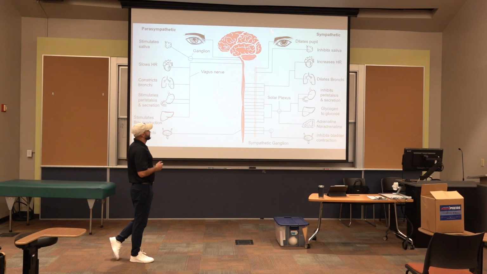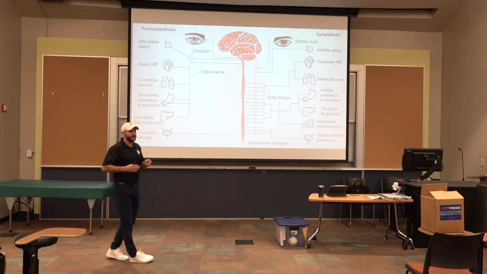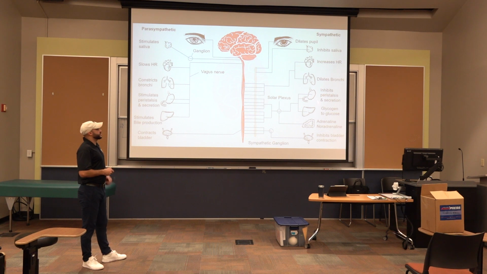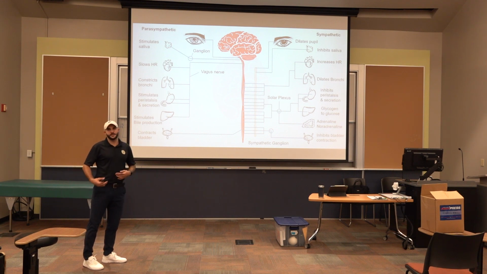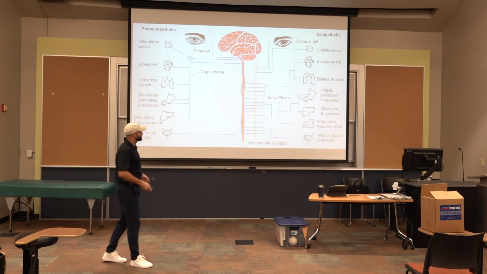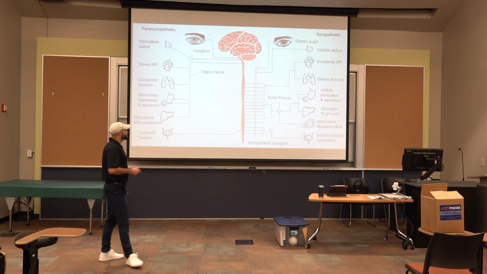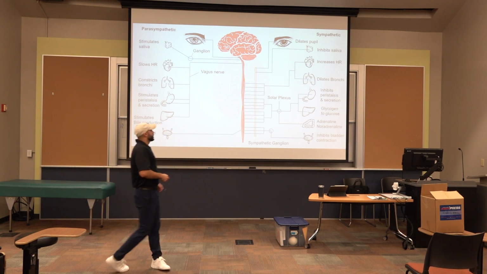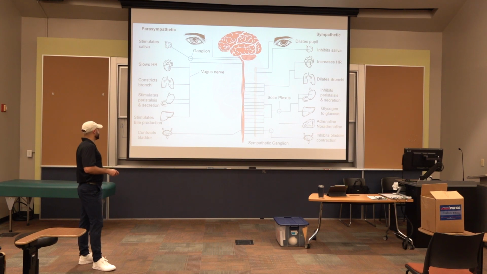So sympathetic, we have our dilated pupil, inhibits saliva. It's like when you're running, you get kind of a dry mouth. Increases the heart rate, it dilates the bronchi so that we can get more air. Inhibits peristalsis and secretion so you stop digesting. Because when you're running from a tiger, you don't necessarily need to digest the meal you ate, but you might feel a little sick if you just ate, because you then stop digesting. We've got glycogen to glucose, so our livers are going to start converting to give our body more energy to use to create movement. Then we've got adrenaline and noradrenaline, all from our solar plexus.